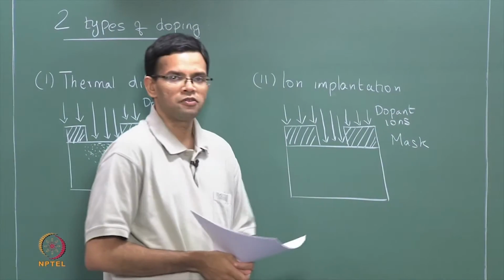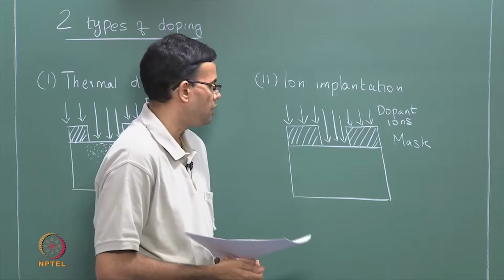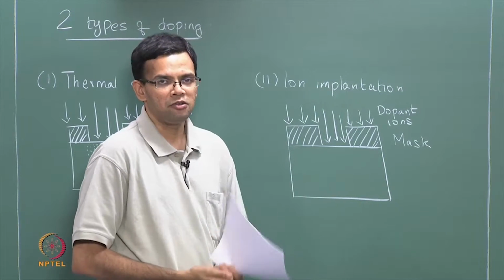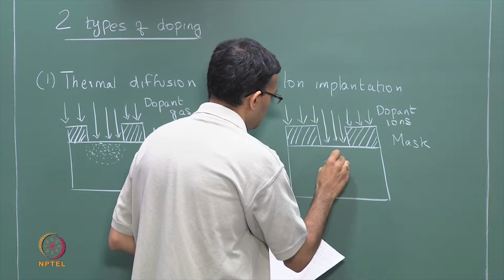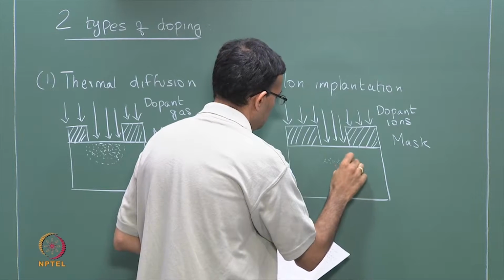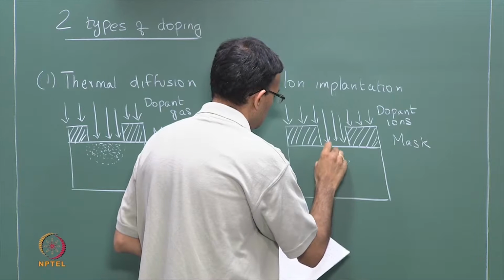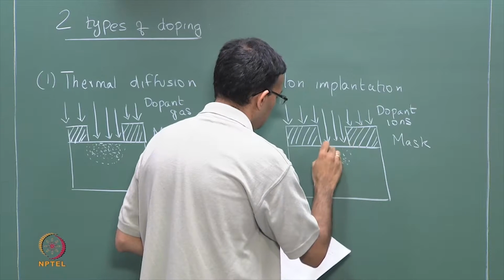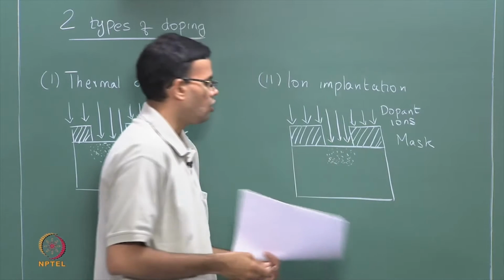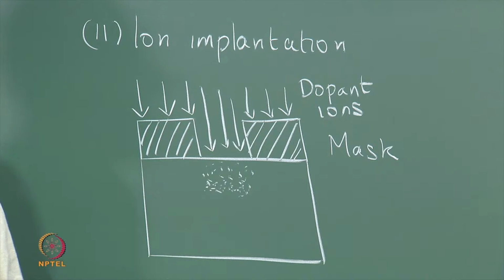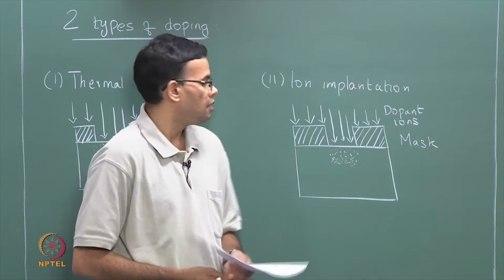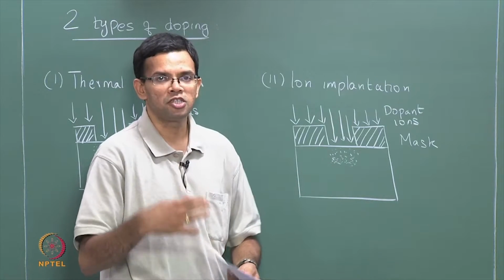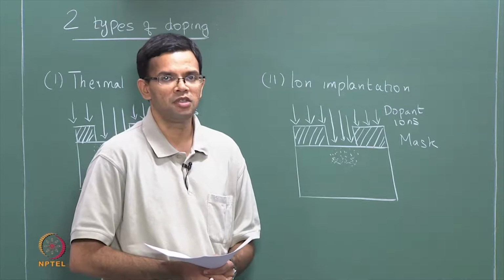So you have dopants in the form of ions impinging onto your sample, and these ions penetrate into the silicon wafer and lead to a certain concentration. So the concentration is maximum at a certain depth within the silicon wafer, and this depth is determined by the energy or the velocity of the ions. But once again, you can get some distribution or some concentrations of dopants within the material.